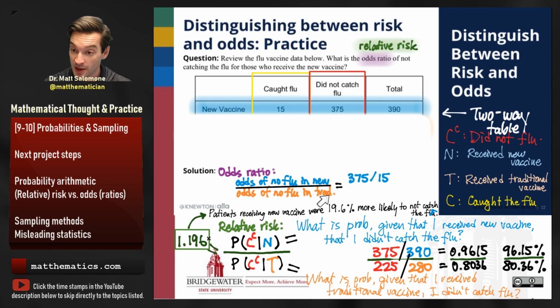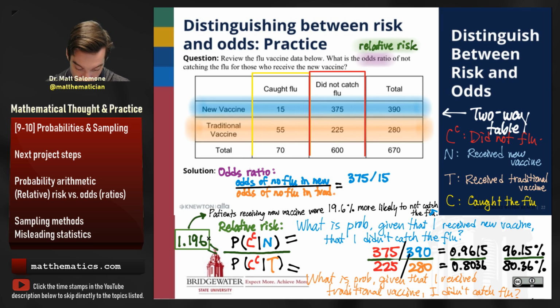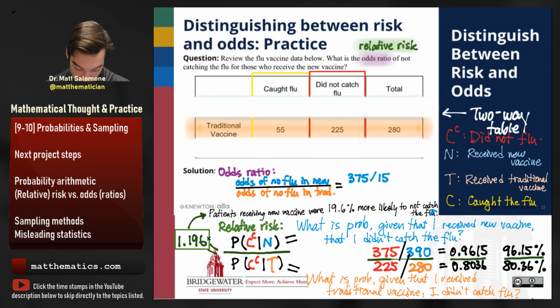Same thing for my denominator. If I look at just the traditional vaccine group now, get my table back. Here we go. If I look just at the traditional vaccine group, and I ask, what is my odds of no flu among this group, I'm again going to divide the 225, same numerator, remember, not by the total number of traditional vaccine recipients, but by the total who caught the flu, 225 over 55. So for my odds ratio, that's what I'm going to end up dividing, right?